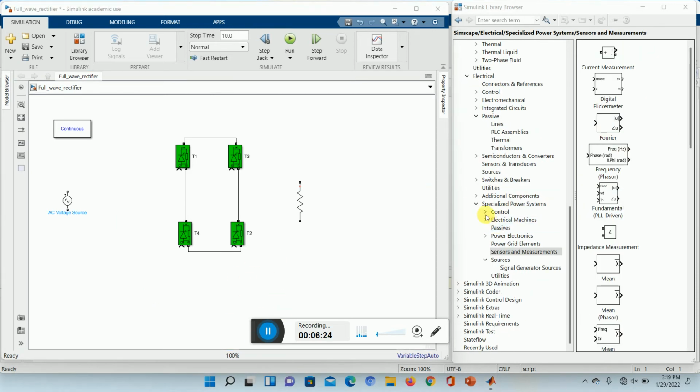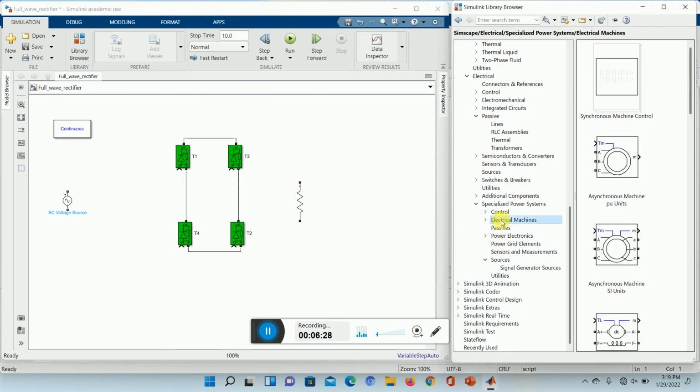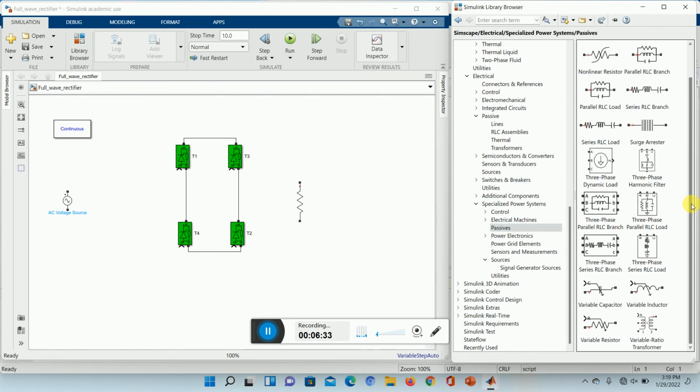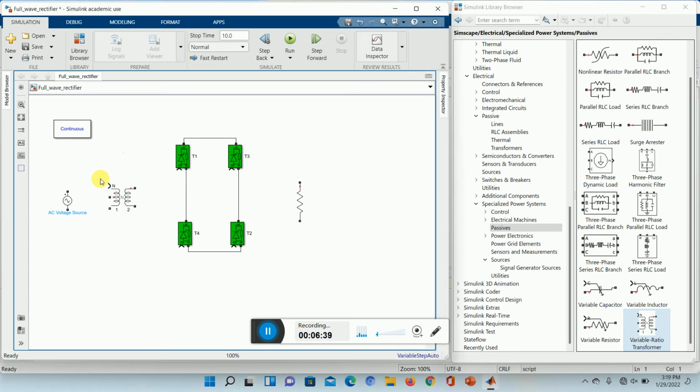Let us take this transformer from here only. Electrical machine, passive elements, variable ratio transformer. Let's take this. So we are able to connect this transformer.